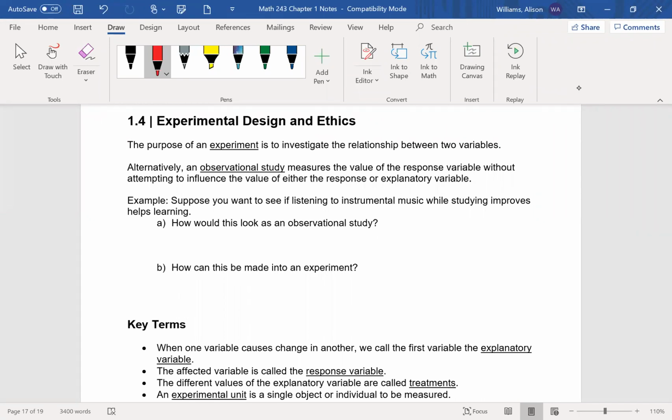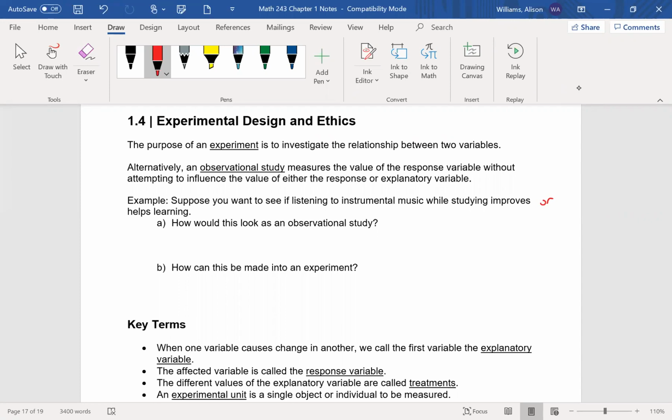So let's look at this example. Suppose you want to see if listening to instrumental music while studying improves, helps. That's funny. Should just say improves learning or helps learning, not both. Maybe here we'll put the word or. There you go. That fixed it.